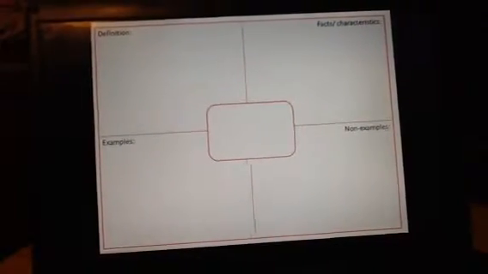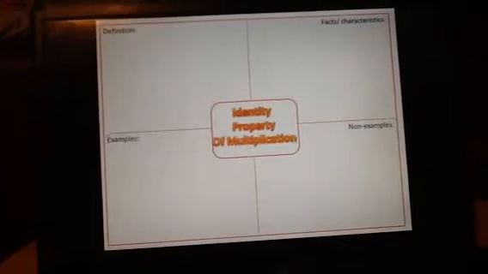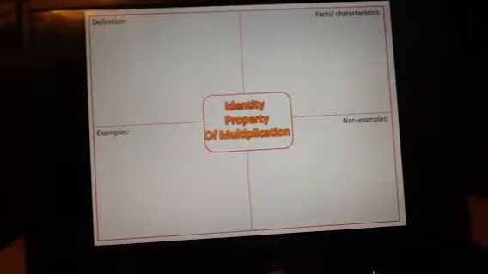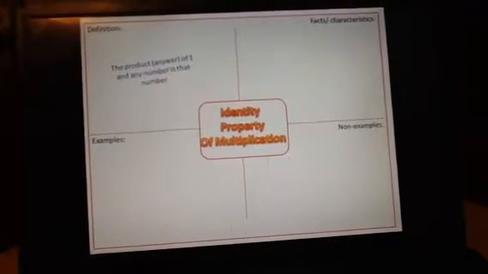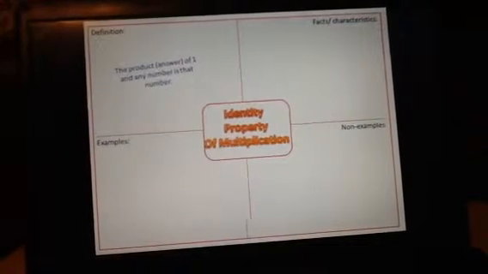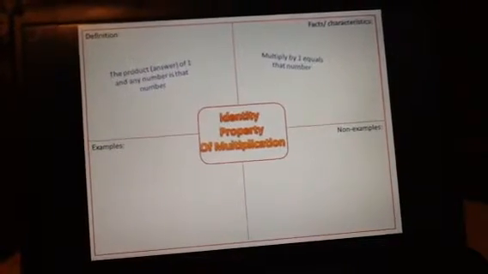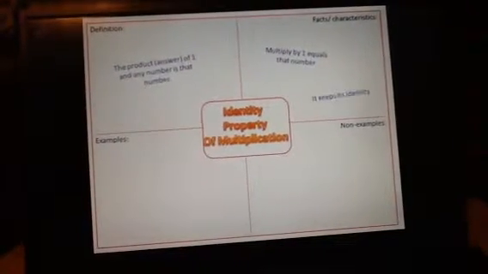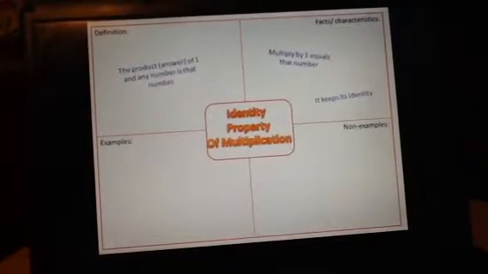Our next property is the identity property of multiplication. The definition is the product of one and any number is that number. The facts are multiply by 1 equals that number, and it keeps its identity.